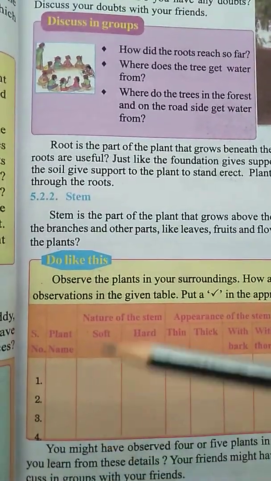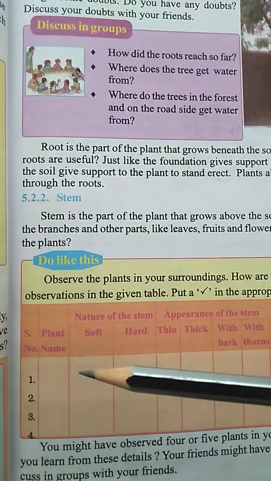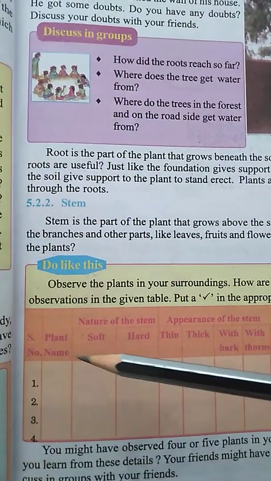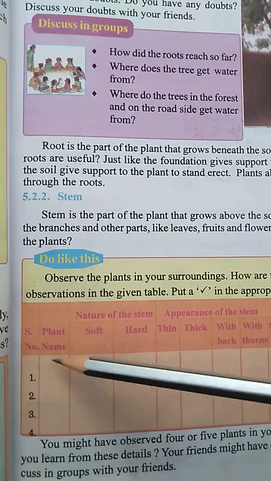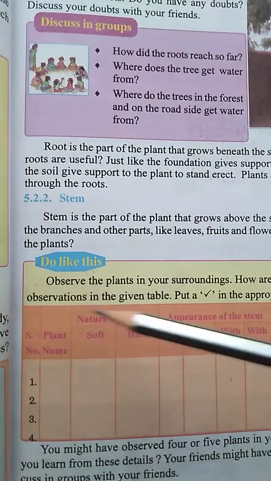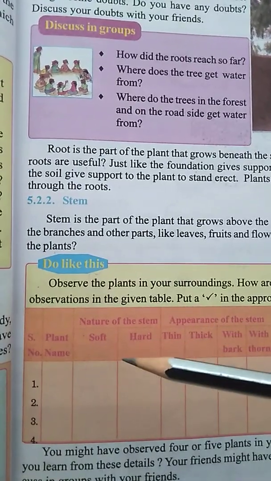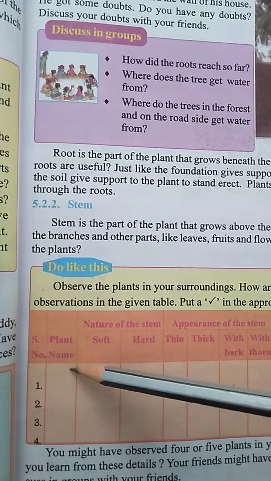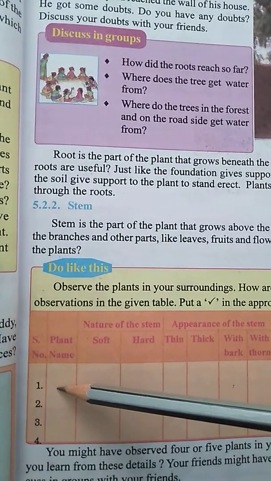Here they have given the observation, the trees or plants which are in your surroundings. You have to observe and write. Just take 4 examples. If you have those trees or plants in front of your area or nearby your surroundings, don't go anywhere. Just observe and write. Plant name: you have to write which plant you have observed.